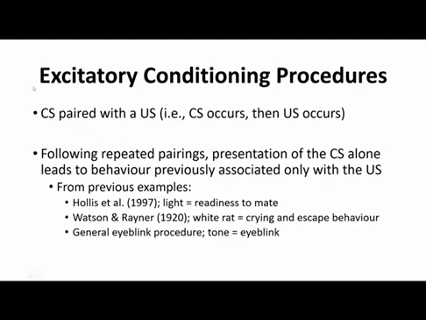So like I said, excitatory conditioning is focusing on a conditioned stimulus paired with an unconditioned stimulus. Basically, our conditioned stimulus is going to occur, and then the unconditioned stimulus occurs at some point, either after or during. We're going to talk about that. But it's kind of like our tone plays and then dogs get food. And so with this setup, organisms are learning some kind of association between our conditioned stimulus and unconditioned stimulus. So following repeated pairings, the presentation of that conditioned stimulus alone leads to behavior that was previously associated only with the unconditioned stimulus. Because we've learned to associate the conditioned stimulus with the unconditioned stimulus, we'll react to our conditioned stimulus pretty much in the same way we would react to the unconditioned stimulus. And like I said, all of our examples so far have been talking about excitatory conditioning procedures.